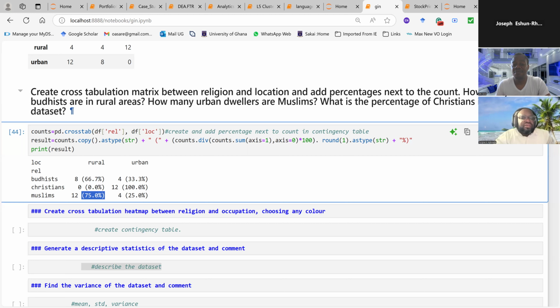Joseph, so you see the rural areas, the percentage of Christians is 0. They are all in the urban area, which is 100% in the data set. I think that's what we are seeing here. So if you add 0 to the 12, which is 100, then it's still 100. But it seems he has a point he's making.